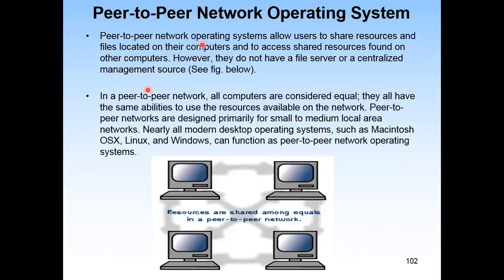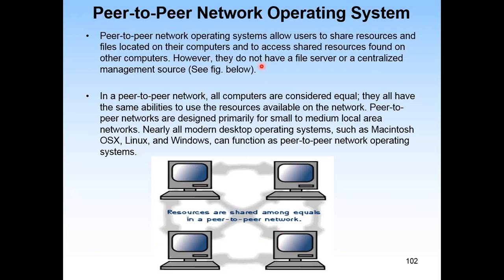A peer-to-peer network operating system allows one PC to connect with another PC. This can connect with this and this. In a similar way, all PCs are connected with all the others by using cables, or sometimes a wireless connection as well. It allows users to share resources and files located on their computers and to access shared resources found on other computers. If this PC shares some resources, any other PC can avail those resources.